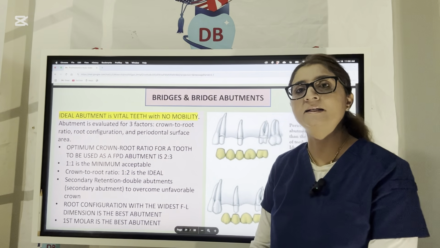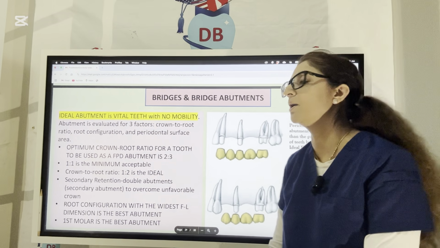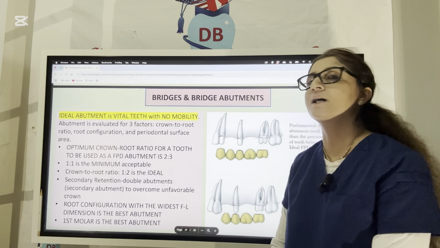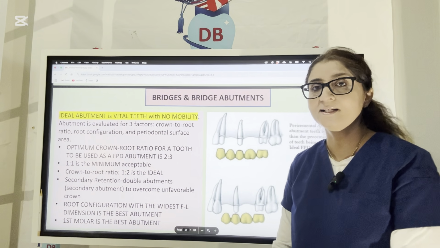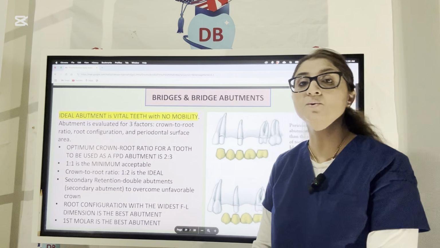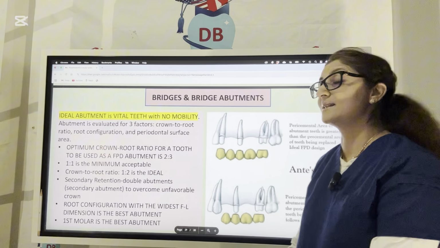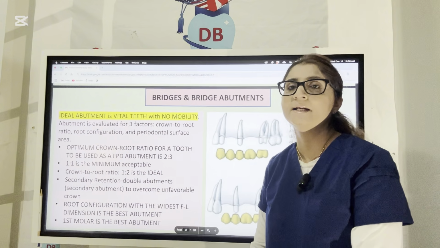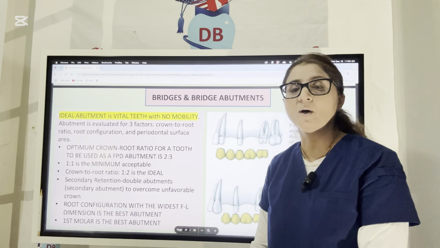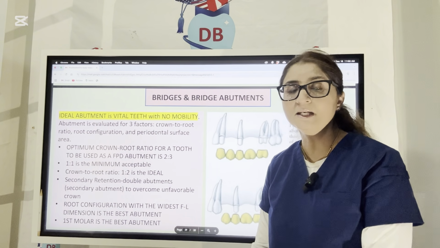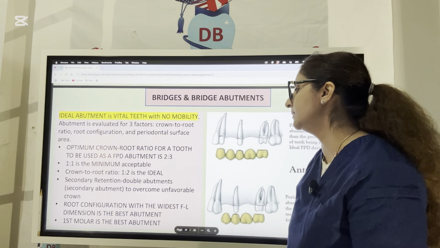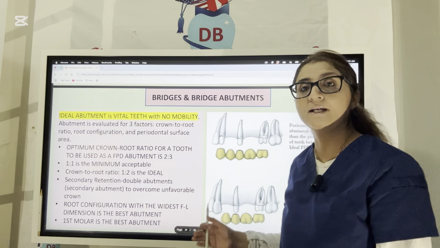When you are selecting any tooth as an abutment, it is important that we should know some factors. First of all, we should know what the crown to root ratio is. Ideal is 1:2, the root being 2 times longer than the crown. That is ideal, but more realistic or clinically acceptable is 2:3, but 1:1 is the minimum ratio. So 1:1 is the minimum acceptable, 1:2 is the ideal, and then root configuration also decides.